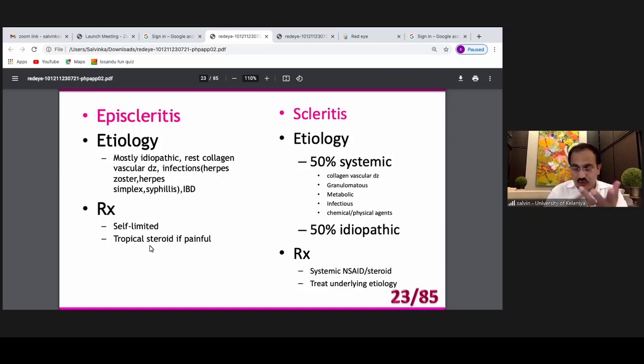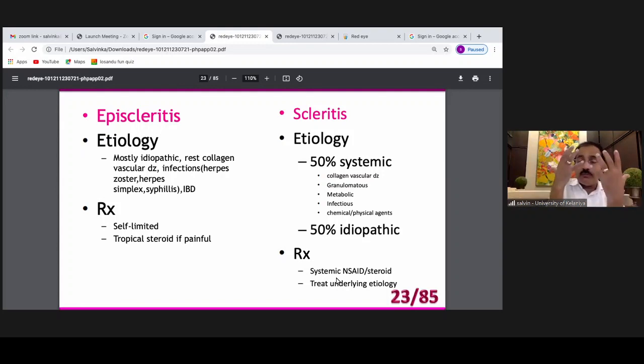Causes include trauma, idiopathic, inflammatory conditions like collagen vascular diseases, the whole range, rheumatoid arthritis, all things can cause scleritis. You can see a lot of things, no? Chemical or physical agents, infections, metabolic causes, granulomatosis, like even TB or toxoplasmosis, and collagen vascular diseases can cause this. Treatment is systemic non-steroidal anti-inflammatory drugs, or if it is not responding, you can use steroid. Sometimes scleritis is also recurrent and very difficult to treat.